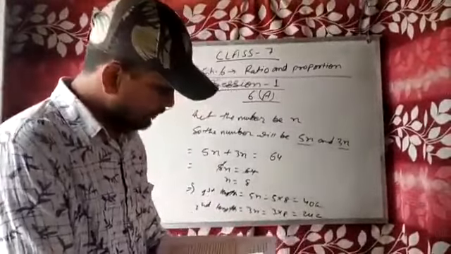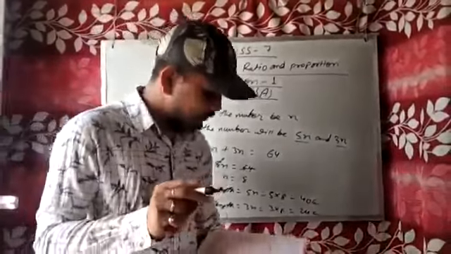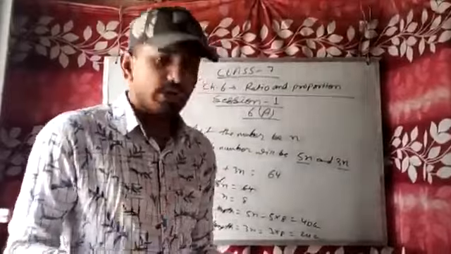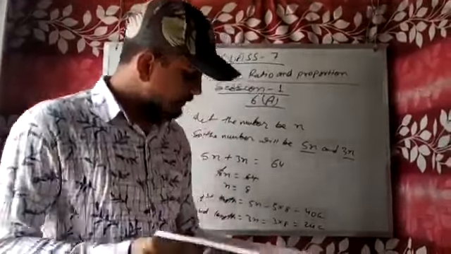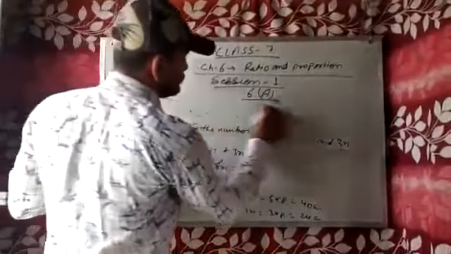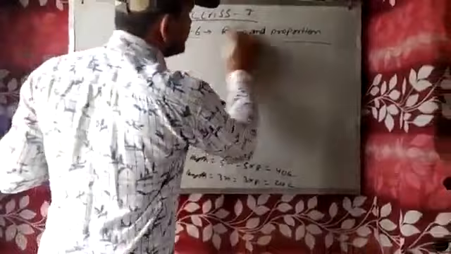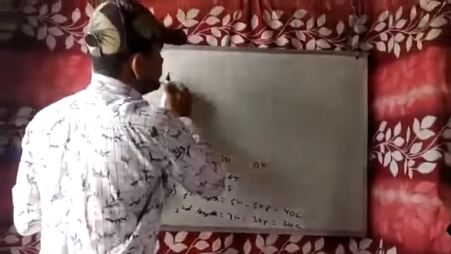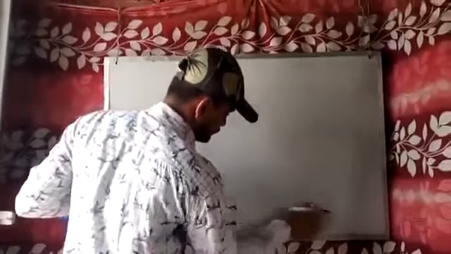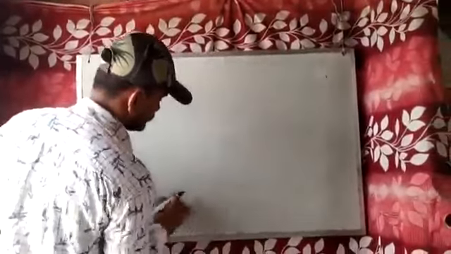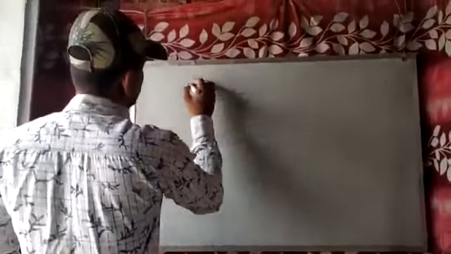Now question number 3. Rupees 720 is divided between x and y in the ratio 4:5. Okay, this one is same like question number 2. I hope you can solve it. Question number 3 is same like question number 2. This one is very easy to solve. I hope you can solve it. Now question number 4.